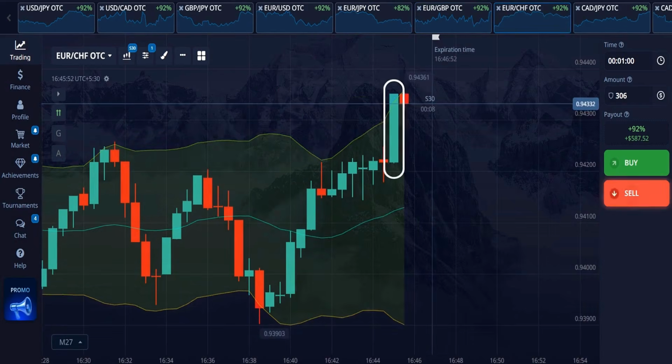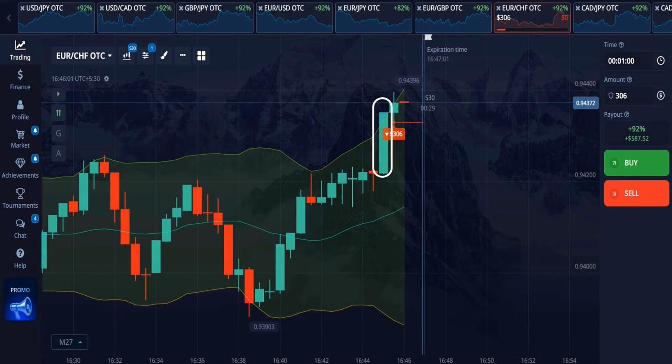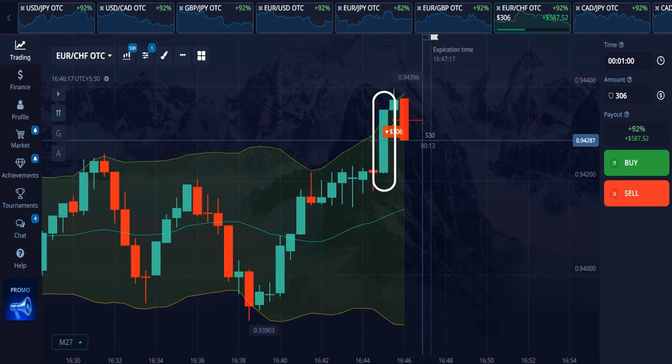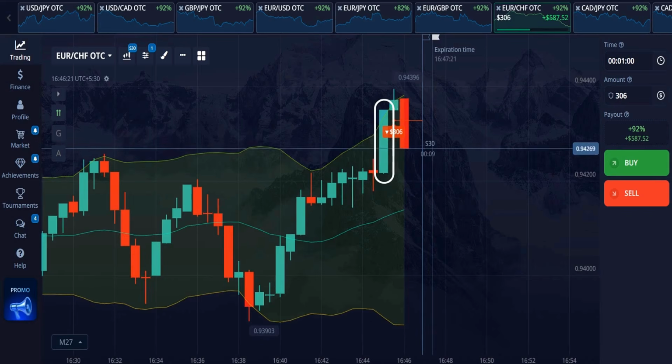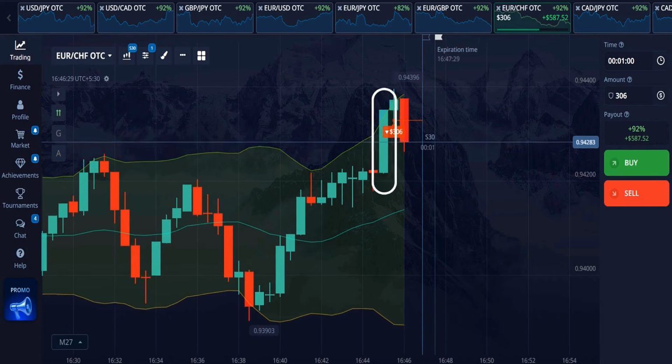Now look for what I call a power candle. This candle has a large body, at least 1.5 times bigger than the last 5 candles, and a very short wick on the side it's moving. When such a candle touches or breaks the outer Bollinger Band, that's our alert zone.